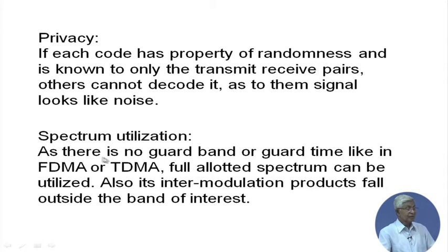Spectrum utilization: there is no guard band like in TDMA or FDMA. Frequency band is not separately allotted between bursts. There is no burst, it is one single continuous transmission, which is why there is no guard time like TDMA. So it is a continuous use of the full transponder bandwidth and power by all the stations simultaneously. That means the full allotted spectrum can be utilized. Also, since all the carriers come simultaneously, there will be a lot of intermodulation products that fall outside the band of interest.